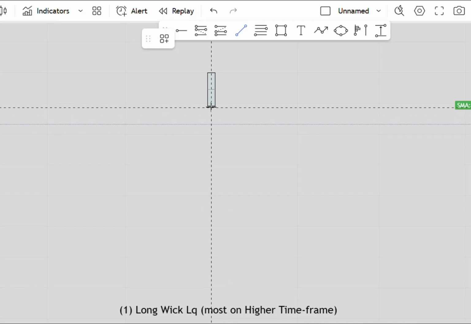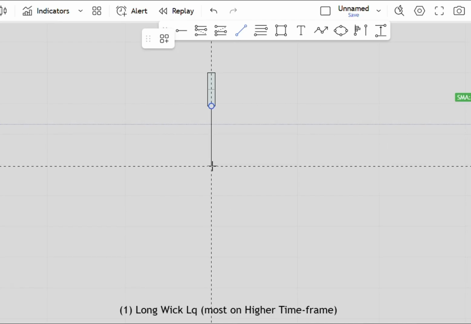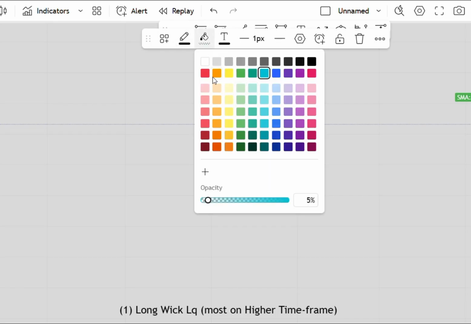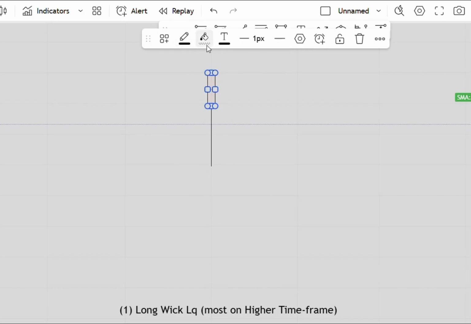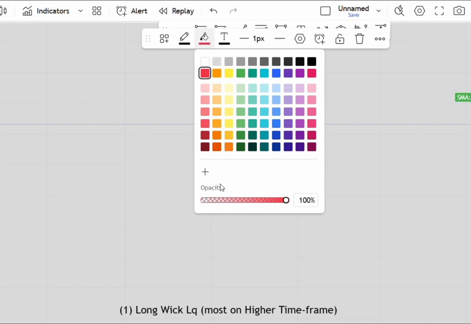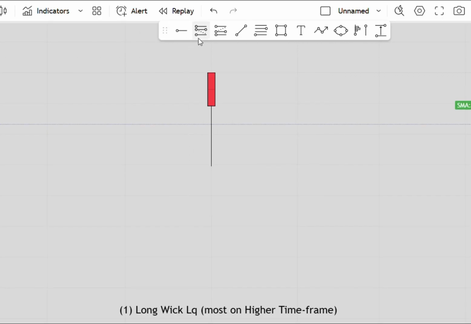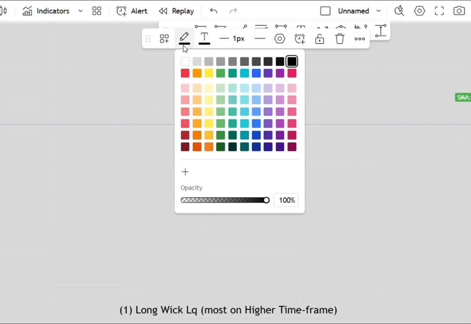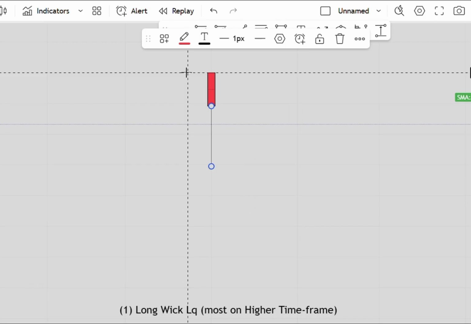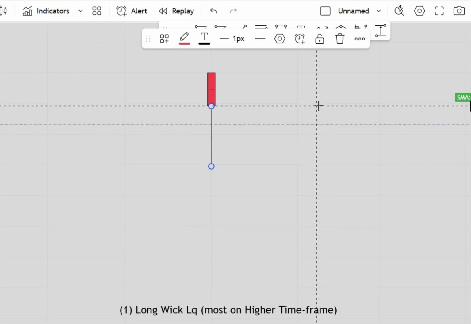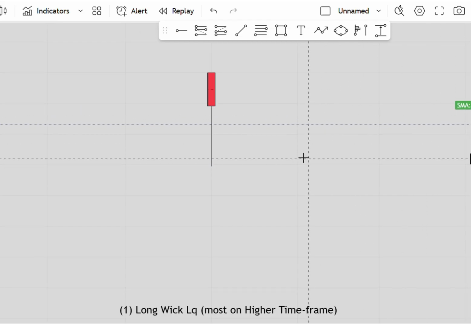Then you add color to it. Okay, this is an example of what the long wick liquidity is.